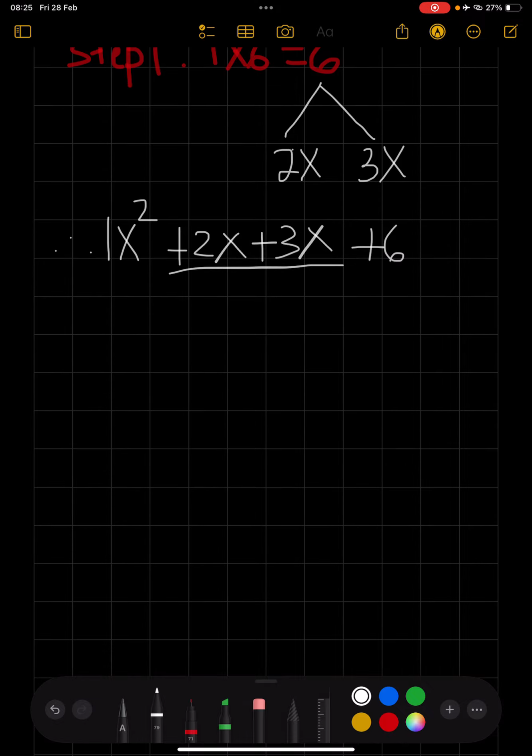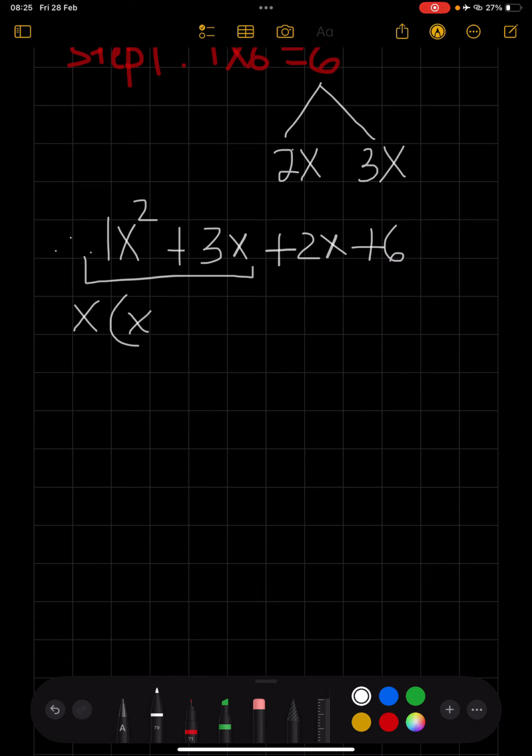So you can see that the first two will go together and the last two will go together, right? And one might ask, what if here we put it this way? What if we said 3x plus 2x? The order doesn't matter in which you put them in the middle, right? So now I'm going to take the first two and factorize a common factor out, which is x. So I take x out, then I have x plus 3. Then I have plus, here I can see that the common factor is 2. Then I have x plus 3 as well.